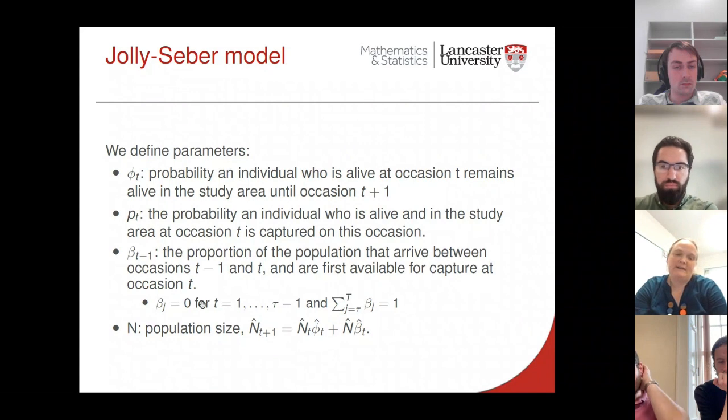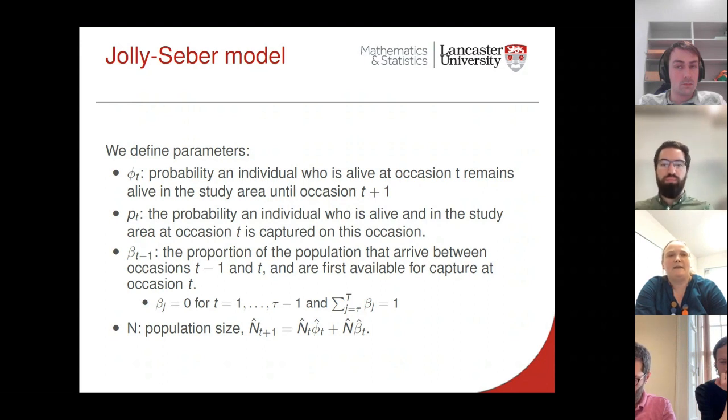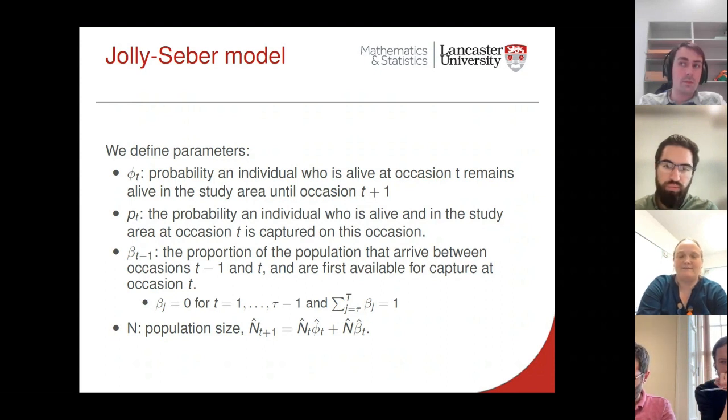Now, for the model itself, the parameter we'll actually estimate will be capital N. So capital N is sometimes referred to as the superpopulation. And the superpopulation is basically defined to be the number of individuals who have ever been available for detection at some point during the sampling period. So it's basically, if you take every single individual who's been in and out of your study area, how many of them are there?